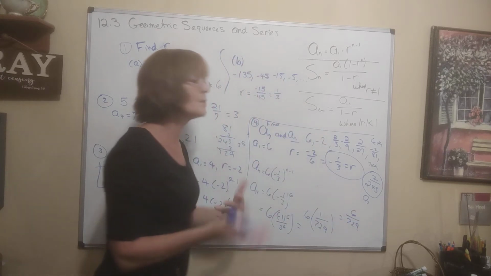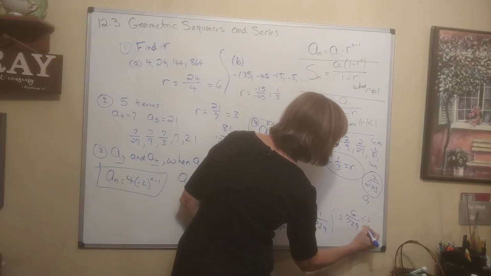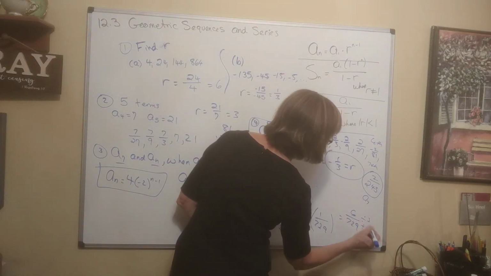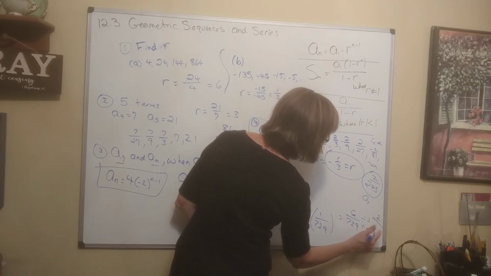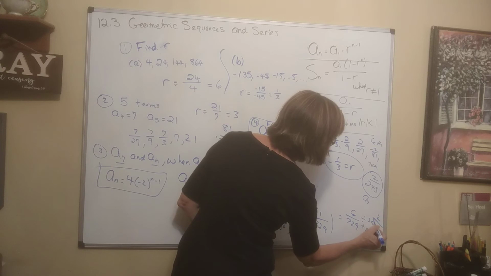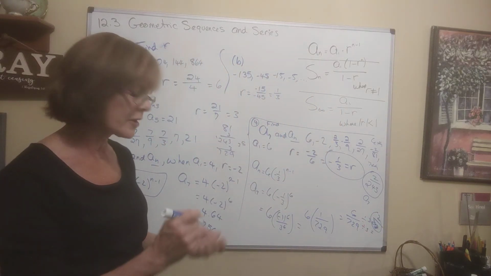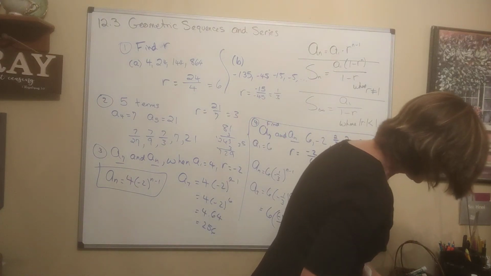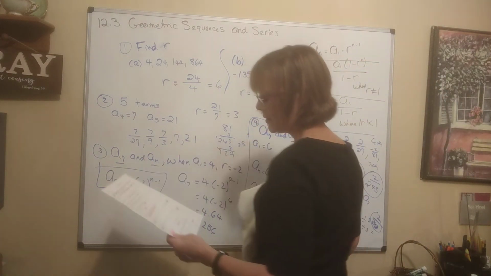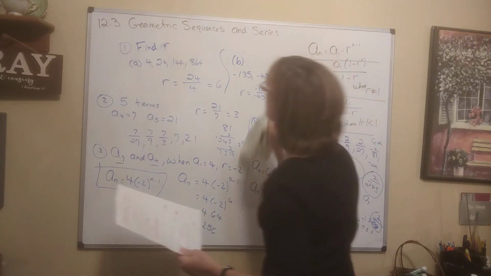And if I want to simplify that, I could divide the numerator by 3 and the denominator by 3. 6 divided by 3 is 2. 729 divided by 3 is 243. So it checks out both ways. Okay, that's number 4. Number 5 says in a geometric sequence, a sub 2 is this and a sub 5 is that. Determine a sub 1 and r.